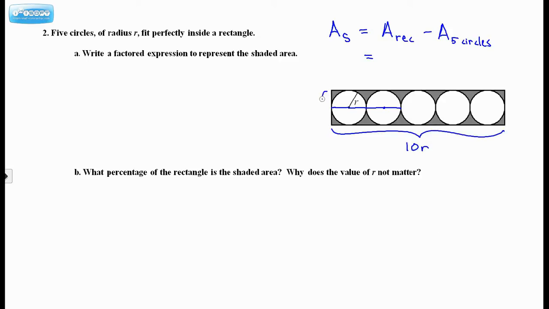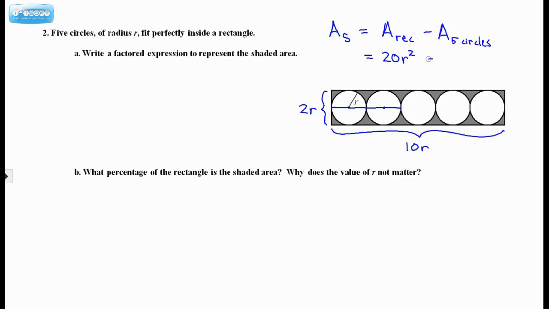And the width here, well, that's a radius, that's a radius. I have 2 of them. So this is 2r. So to find the area of a rectangle, just multiply these together. So 2r times 10r is 20r squared. So that's the area of the rectangle.